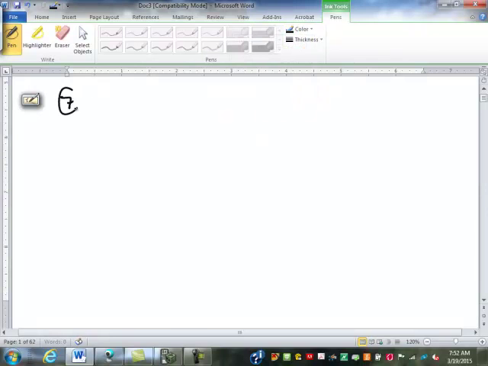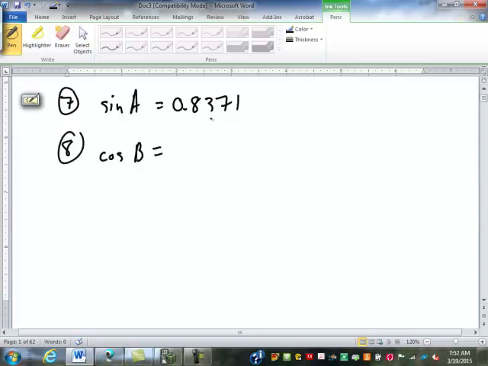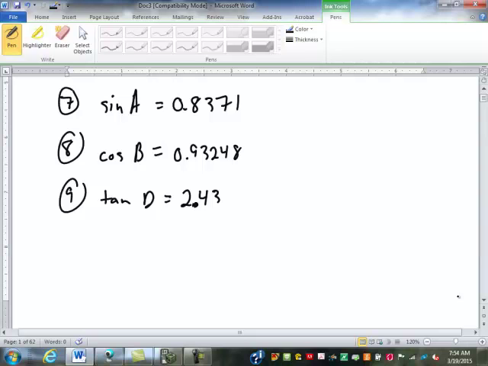Next. Find A for each of these, or B, whichever letter I use. So we're going to start off with these 3. What's this going to come out to be? 56.84?